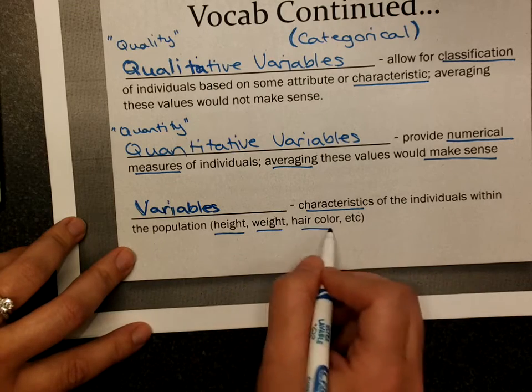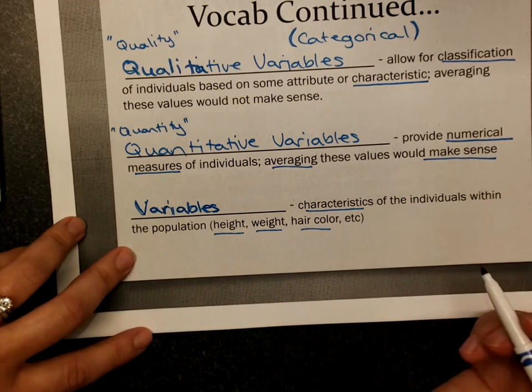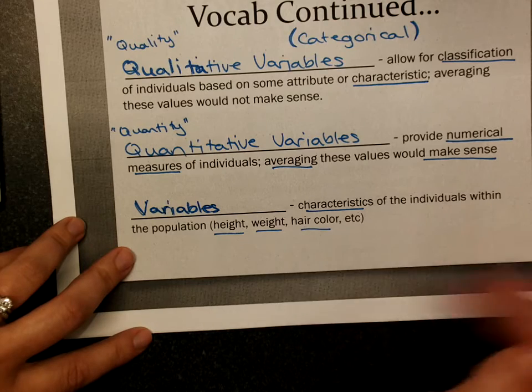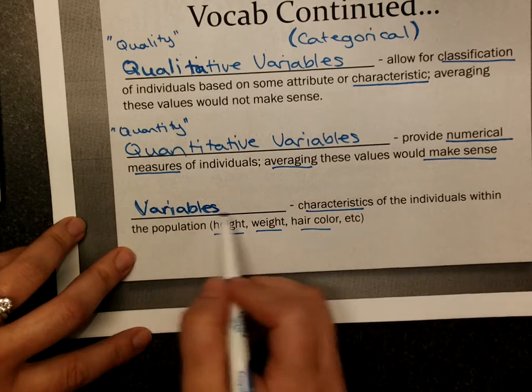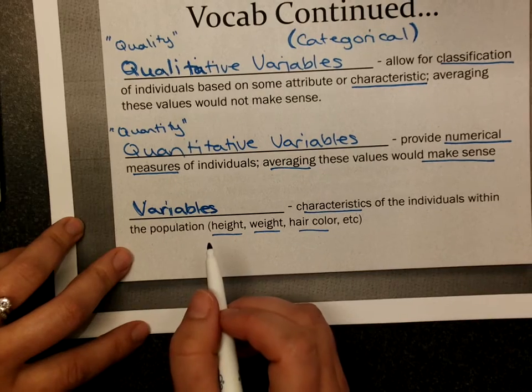So height, weight, hair color, all these descriptors we can use to describe someone or categorize someone or measure someone, all of those things we're going to call variables. So very different than an algebra course.